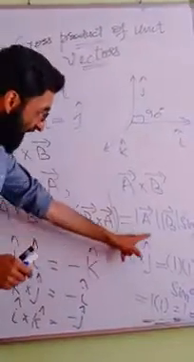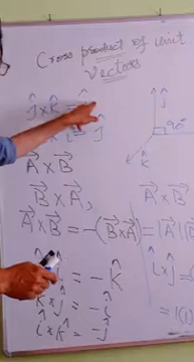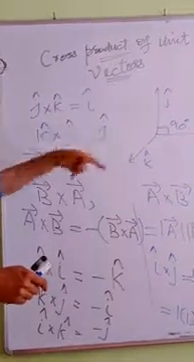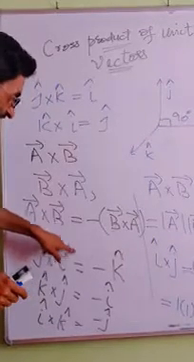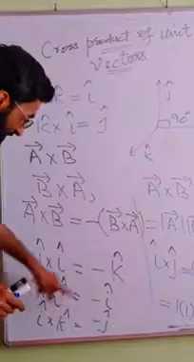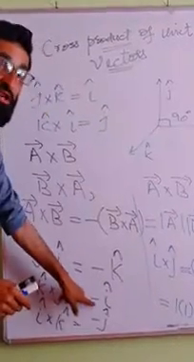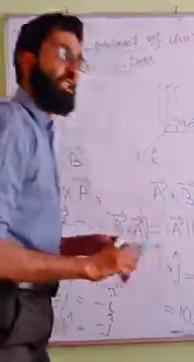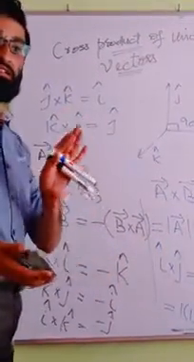Similarly, I cross J cap is equal to K cap, J cross K cap is equal to I cap, and K cross I cap is equal to J cap. Similarly, J cross I cap is equal to minus K cap, K cross J cap is equal to minus I cap, and I cross K cap is equal to minus J cap. Now we will take an example of how to solve the cross product of two vectors in a single step. Clear?